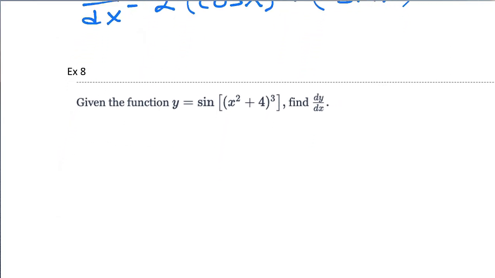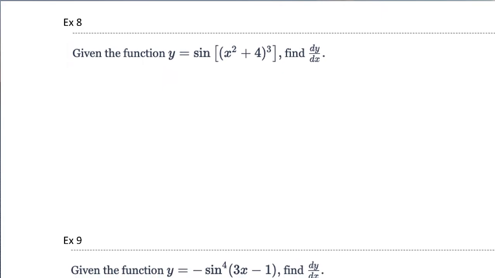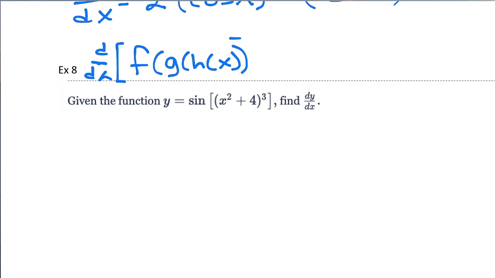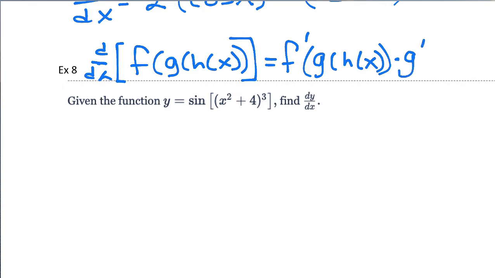Okay, this example 8 gets a little bit trickier because there are actually 3 inside functions on this one. So know that if I had you differentiate something like f of g of h of x, what we would do is we differentiate the outside, leave the inside alone, then differentiate the first inside, then we differentiate the last one. Okay, so that's what this one is going to do.